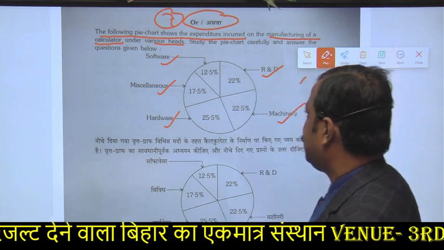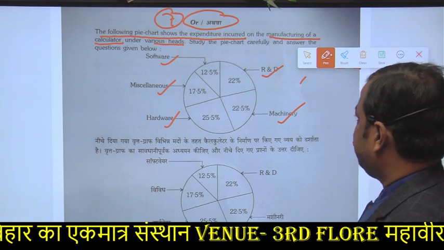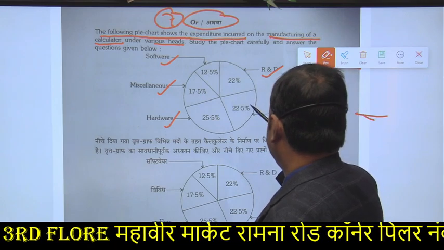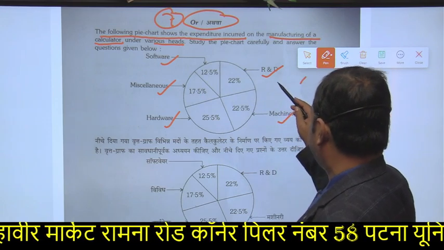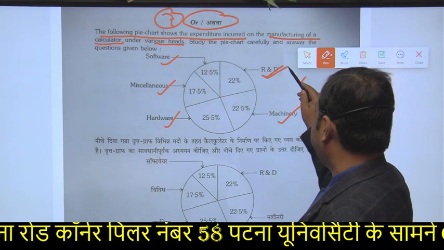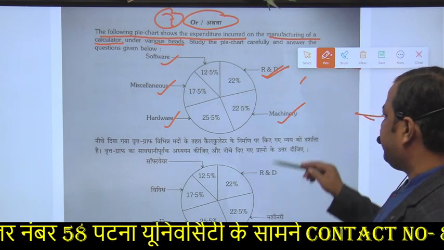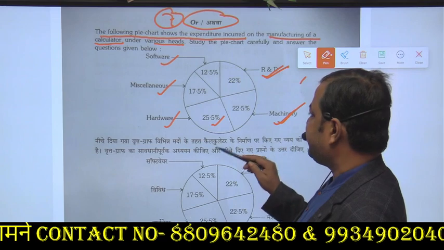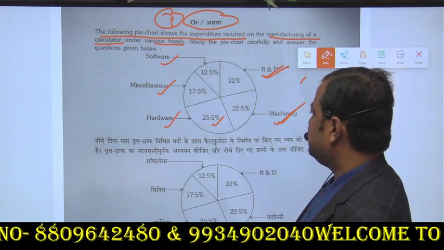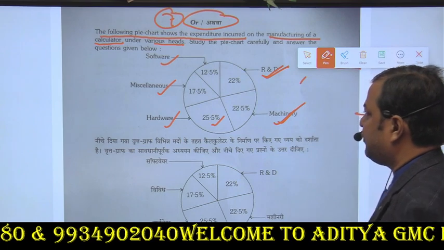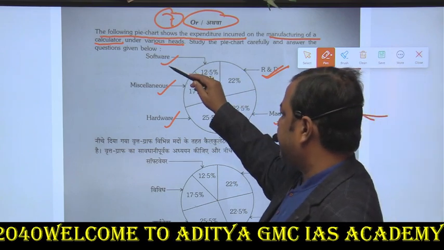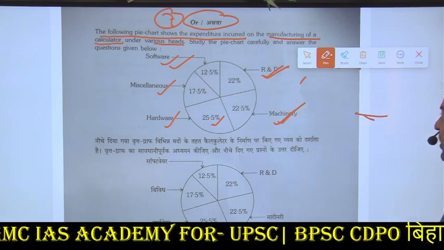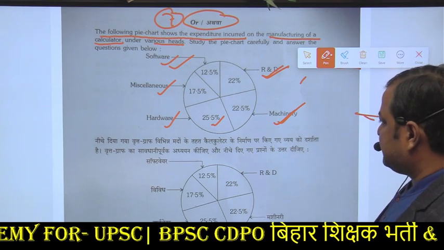In this picture, study carefully and answer the given question. In this picture, we study 25% R&D part, 22.5% machinery part, hardware 25.5%, and miscellaneous part 17.5%, and software part 12.5%. So total 100% in this figure.